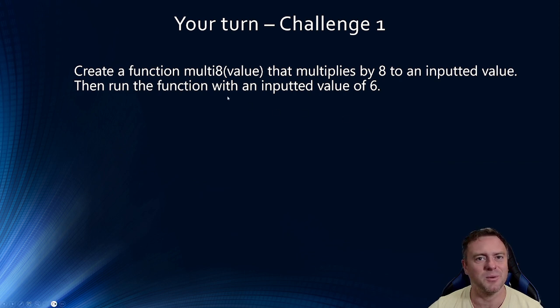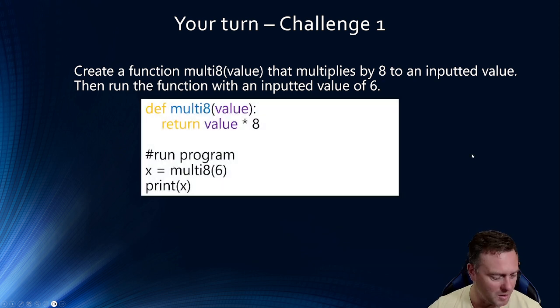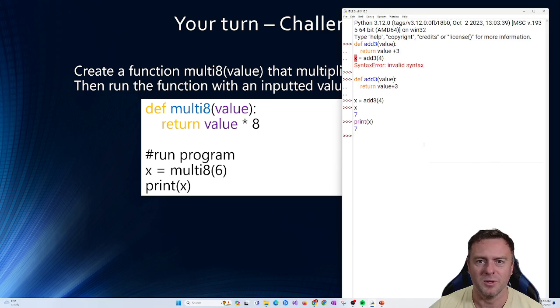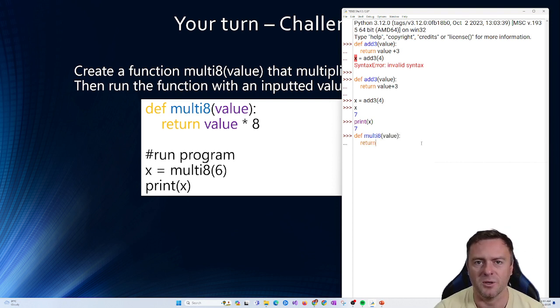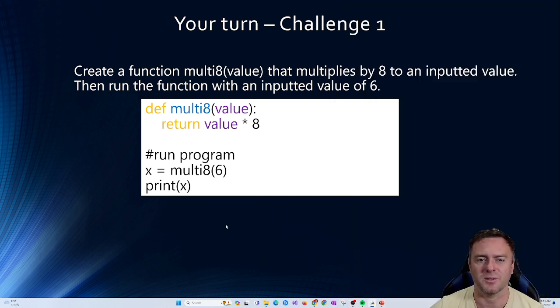Awesome. So what you should see when you create this is multi8, and then it multiplies whatever value you inputted by 8. So this is what you should have been able to build. Again, let's go into Python and build our own. We'll go def multi8 brackets value, snaky byte, and then we're going to return the value that we've typed in times 8. Then we're going to go x is equal to multi8 with the 6 inputted, then check x, and it worked. It gave us 48.